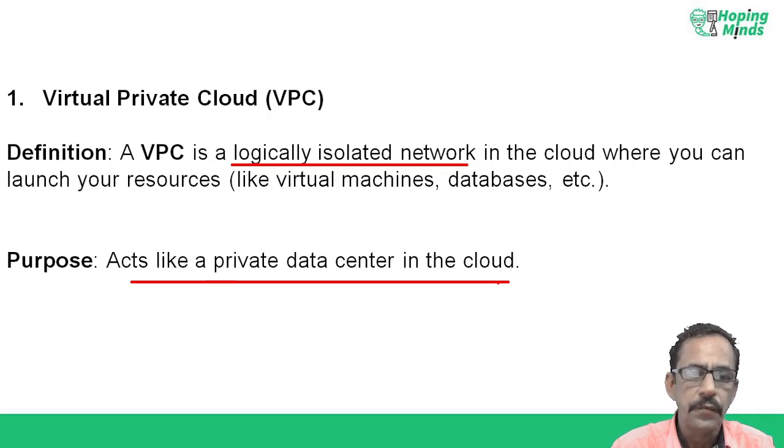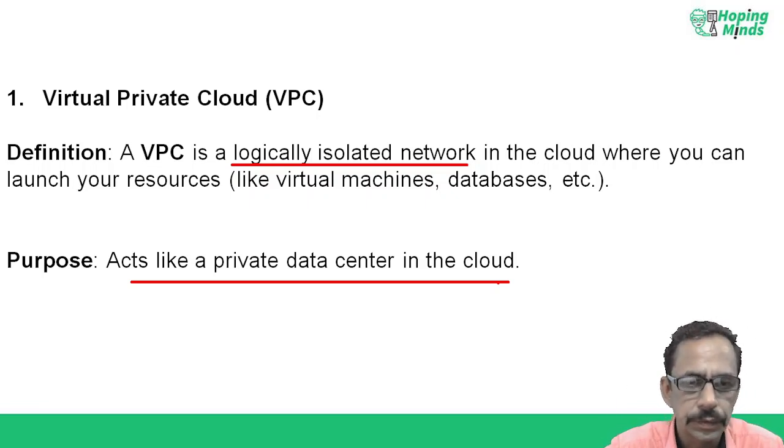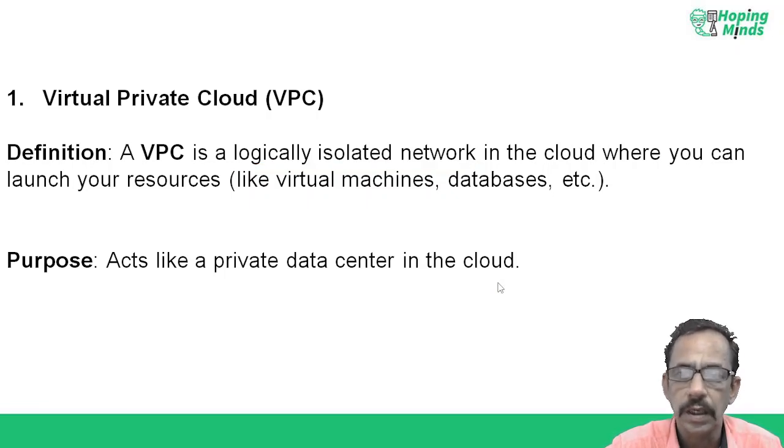Same thing here. We create a completely isolated network. Inside that, we create the different resources. So what I feel logically is that I'm working on my private data center. I can do whatever I want to do, everything like in my private data center. Okay, so that is the VPC. So the basic definition: a logical isolated network in a cloud.